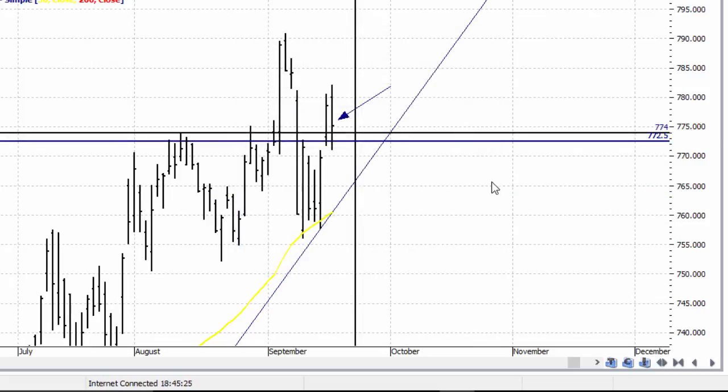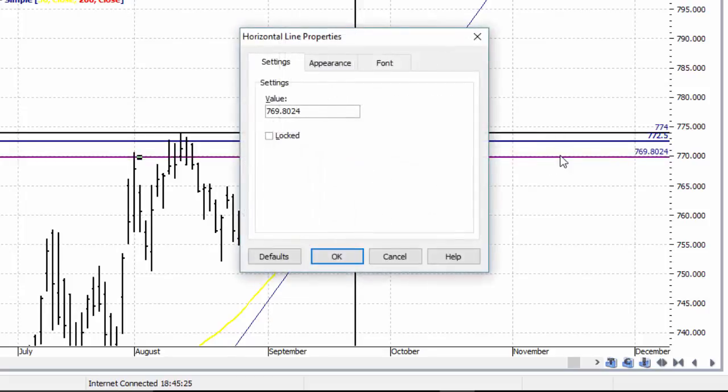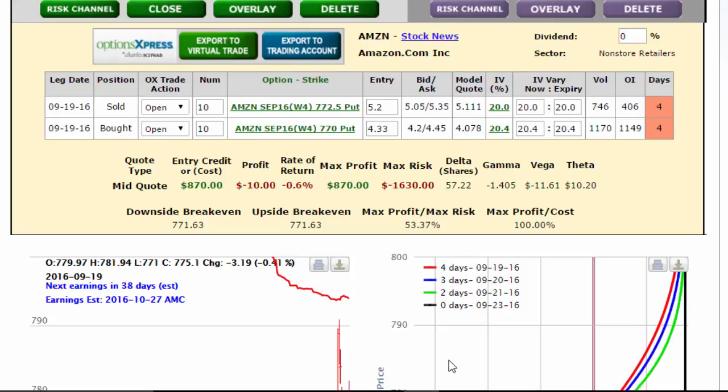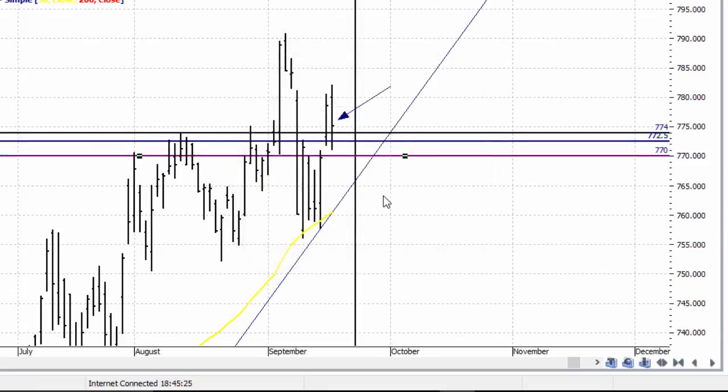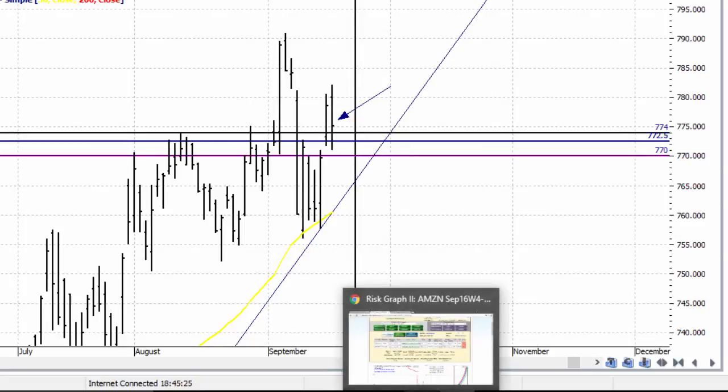So that's the one I've sold, and the one that I've bought I think is on that number as well. Let me double check, what's the one that I've bought? 770 is the protective put that I've bought, so 770. So you can see it's a bit wider. Well, it's the same width, it's still 2.5.